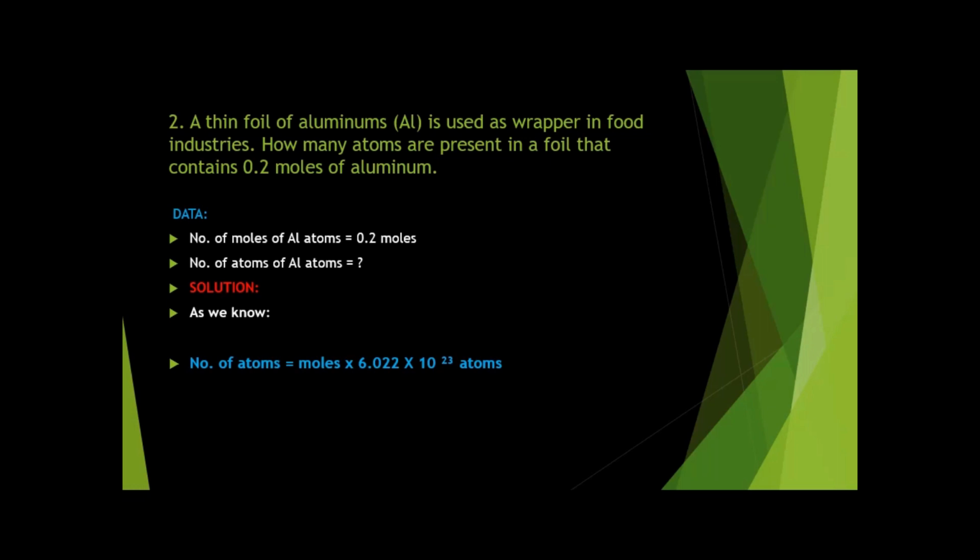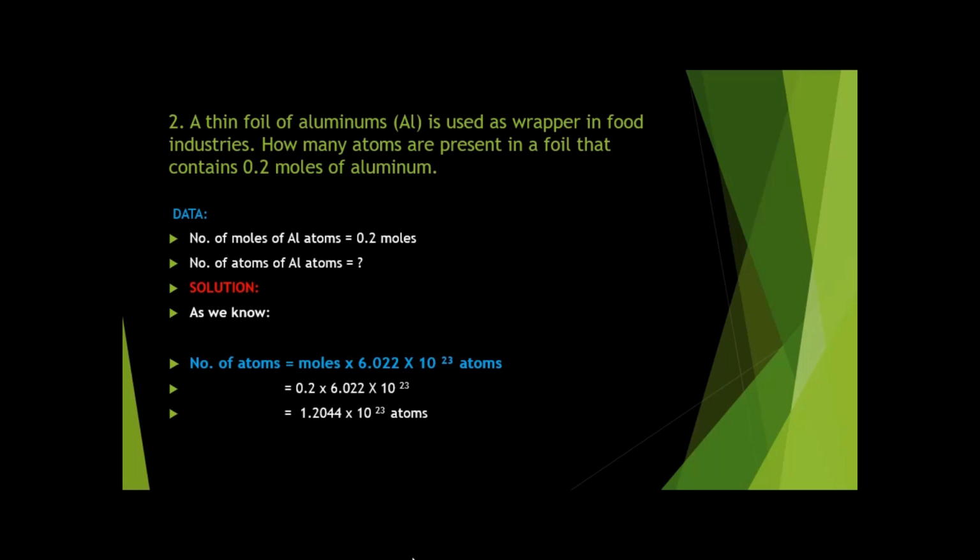So students, how many moles of aluminium are there? 0.2. So multiply 0.2 with Avogadro's number, and we get the answer: 1.2044 × 10^23 atoms of aluminium. So students, this is the number of atoms of aluminium when we have 0.2 moles of aluminium.